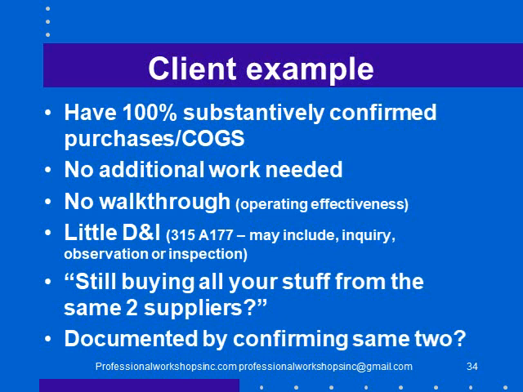And I know that when I say, do you still have the same 2 suppliers for the product you buy? And they say yes. And I send out the confirmation for the 2, and the documentation that I've asked, do you still have the same 2 suppliers, is we send confirmations to those 2 people. So I don't need to do additional work documenting my D&I because it's implicit in my confirmation of the same 2 suppliers as last year.